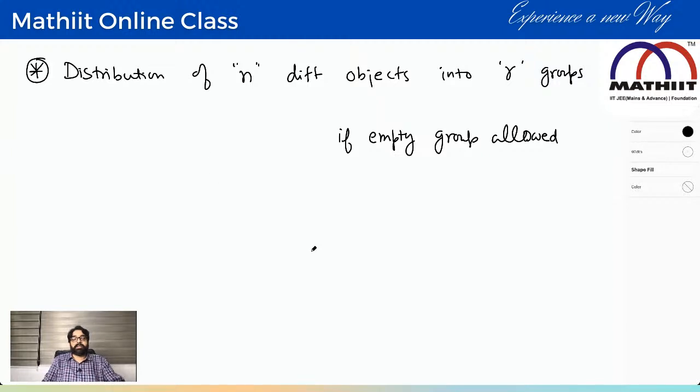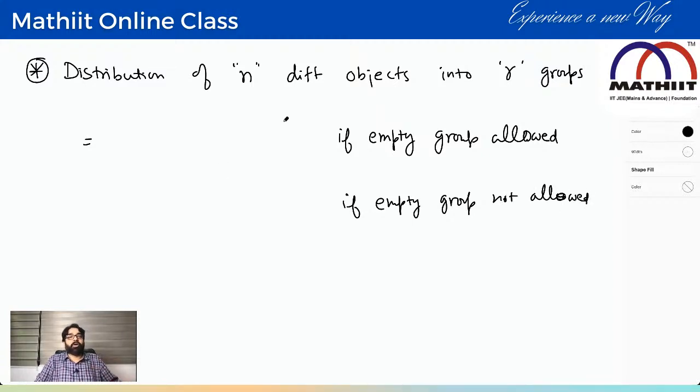Anyone can tell me the answer. Two cases will be there. One, if empty groups are allowed. Another, if empty groups are not allowed. Empty groups not allowed, that we'll discuss later. Right now, I'm talking about if empty groups are allowed, what will be the answer? Anybody can tell, it's oral. Don't think of it as a distribution. This is a simple, normal procedure thing.